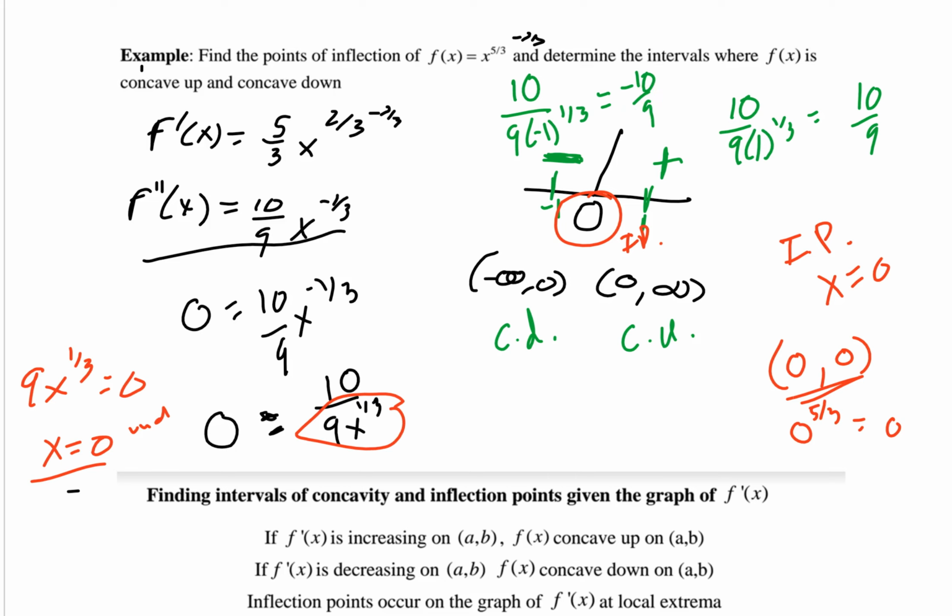So that's how you find concavity and inflection points, right? Very similar to what we did last time. This time, find the second derivative, set it equal to 0, find your possible inflection points, do a sign chart, right? Pick test points, plug it in, all the same stuff. If you have a sign change, that makes it an inflection point. If there's no sign change, it's not an inflection point.